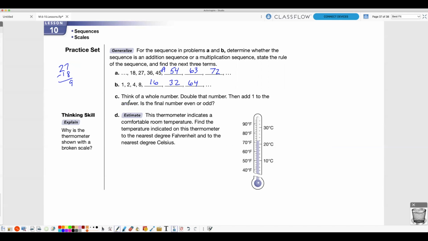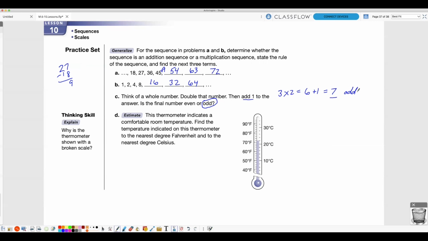Letter C, think of a whole number and double that number, then add 1 to the answer. Is the final number going to be even or odd? Okay, and your answer for that should have been odd. If you take any whole number, let's say 3 times 2, we're going to double it, you get 6, but then add 1. 6 plus 1 equals 7. That's an odd number.